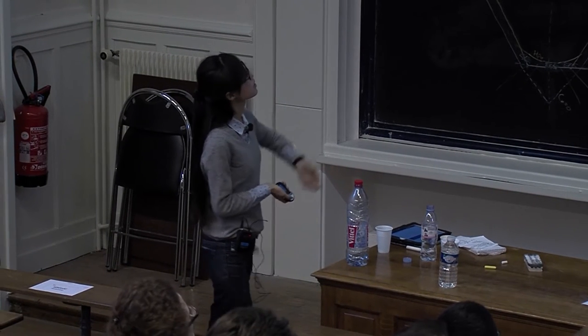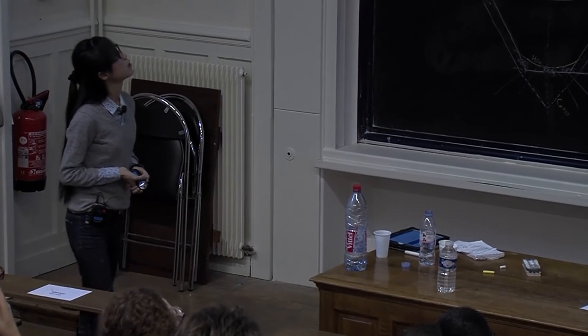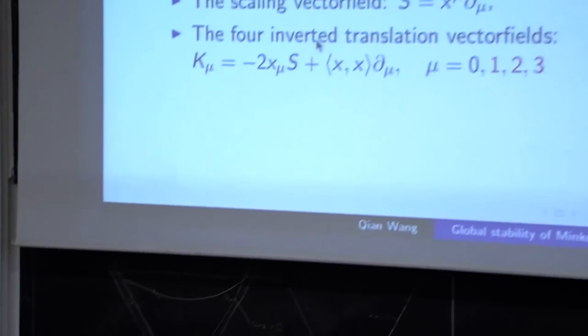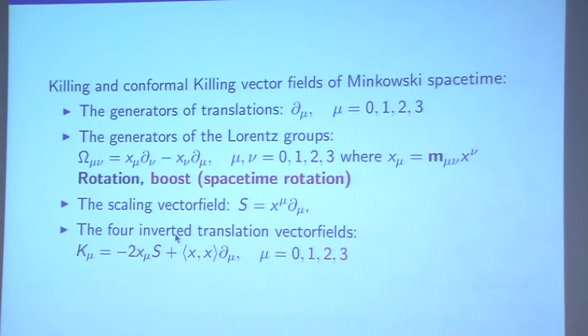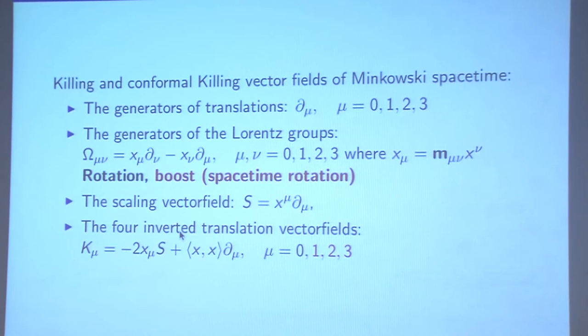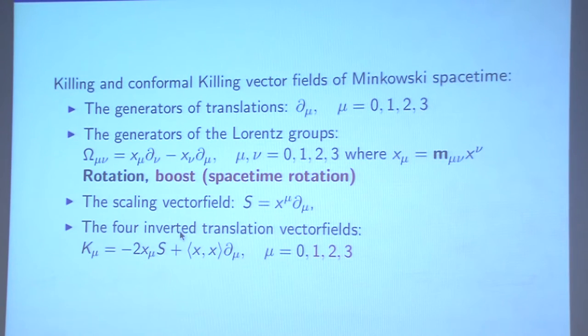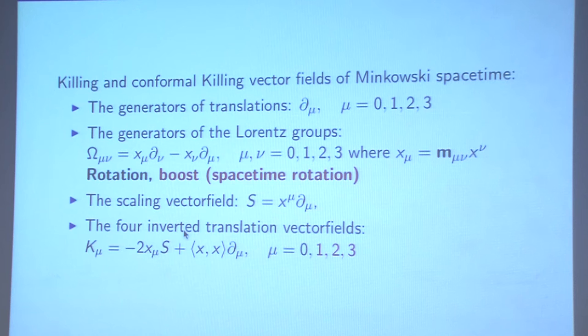I'm going to write down all these Killing and conformal Killing vector fields. The first line is translation. The second line is the generator of the Lorentz group, which consists of two parts: one is the rotation on the sphere, and one is the spacetime rotation, which I put in red font, which is going to play a crucial role today. The third is the scaling vector field. And the last line is the inverted translation vector fields, and K0 is the one I'm going to use. I will call the first three lines commuting vector fields, and for the last line I will just use K0.